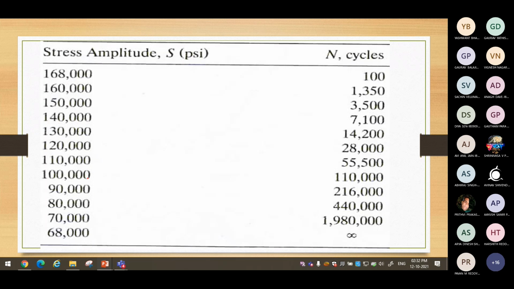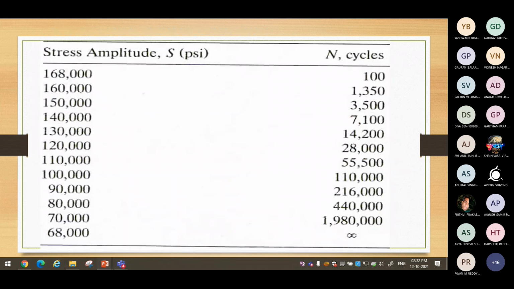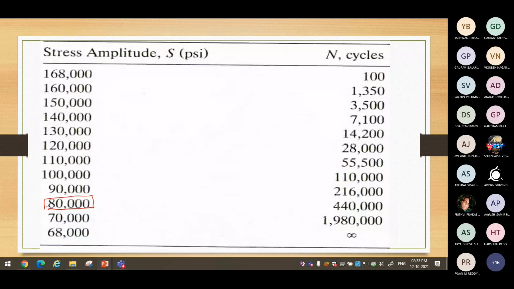Let us look back into that table. Now we have 140,000, no? What is the stress value? 146,700 is the stress value. The other one is 80,000 psi. So come back to this table. One is 80,000, we have it ready here. The other one, how much? I forgot. 146,700. 146,700 sits here in between. 146,700 psi stress value.